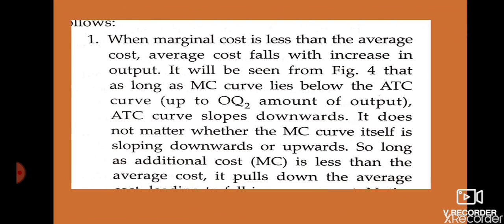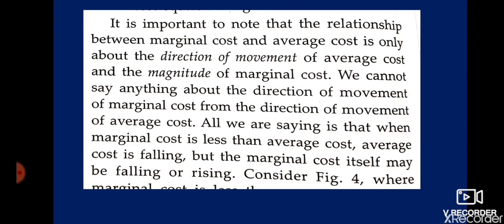So this I have explained with the help of the diagram. We are going to discuss one more important point, that it is important to note that the relationship between marginal cost and average cost is only about the direction of movement of average cost and the magnitude of marginal cost. So we cannot say anything about the direction of movement of marginal cost from the direction of movement of average cost. Marginal cost is a separate phenomenon. We can discuss that direction only, not magnitude.